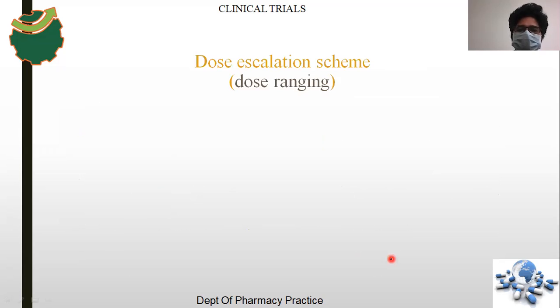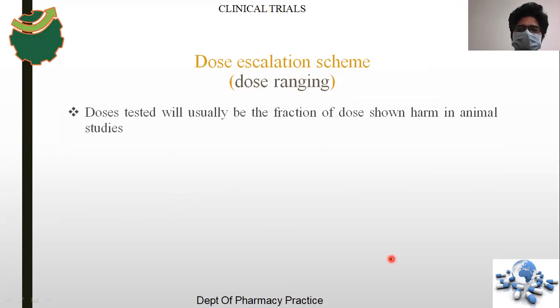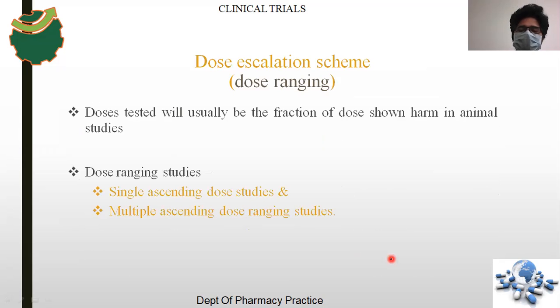Next one, dose escalation scheme. In the dose escalation scheme, we are going to see the range of what can be the minimum dose we can start with in humans. Whenever you see these lines, they say the tested dose will usually be a fraction of the dose that shows harm in animal studies.